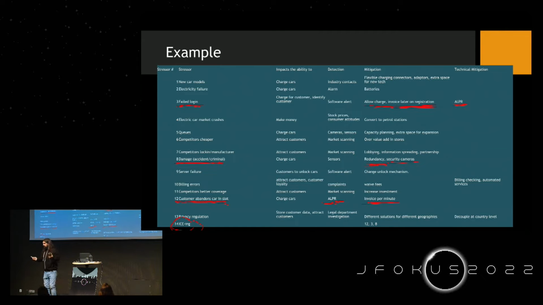This was not something we considered. It's one of those things that's really, really difficult to look into the future and see this kind of thing happening. But if you combine the residues for stressor 12 with invoice per minute, stressor 8 with security cameras, and stressor 3 with automatic license plate recognition, this was never a problem for us. We already solved it.